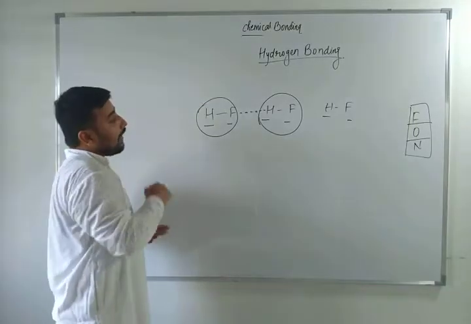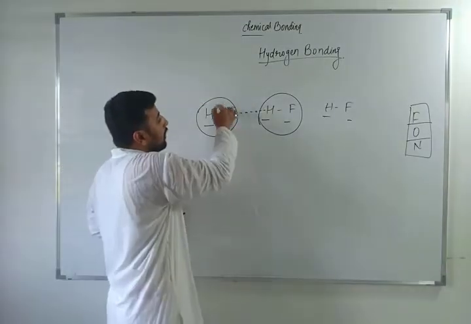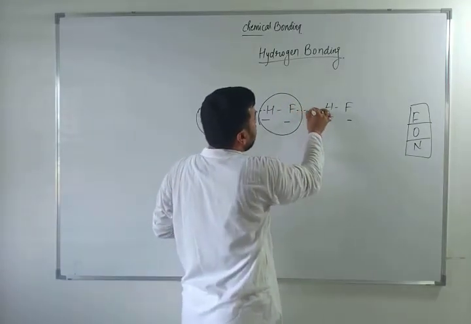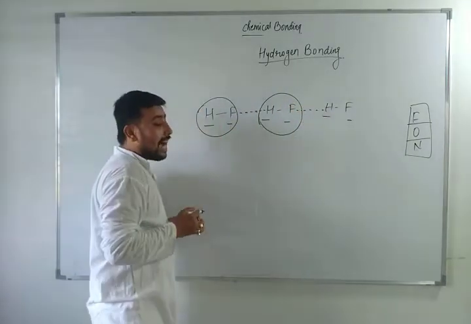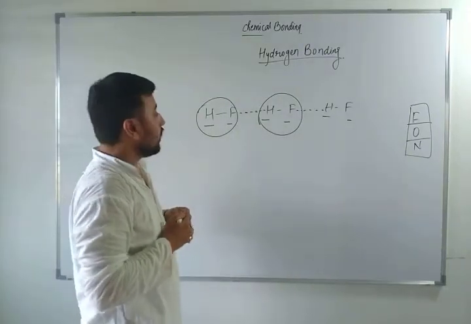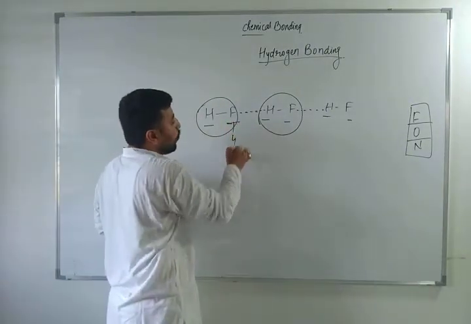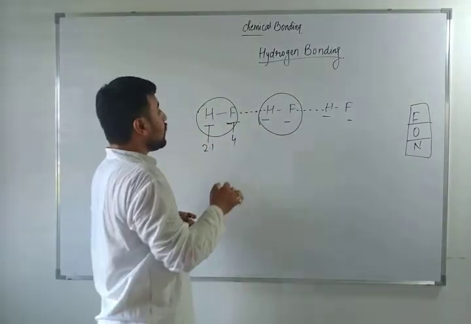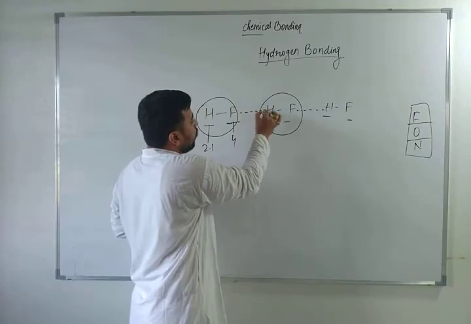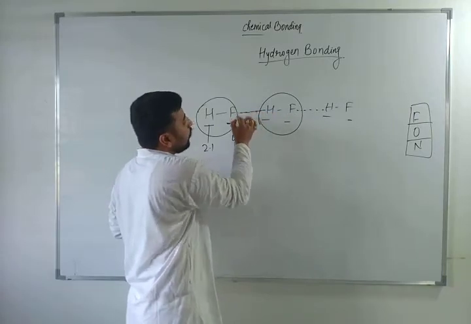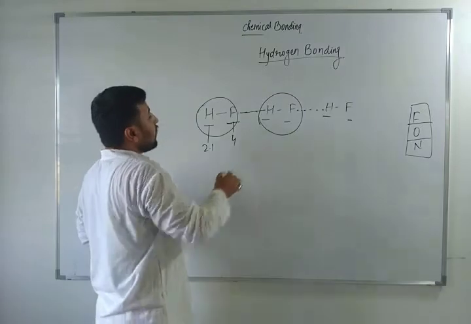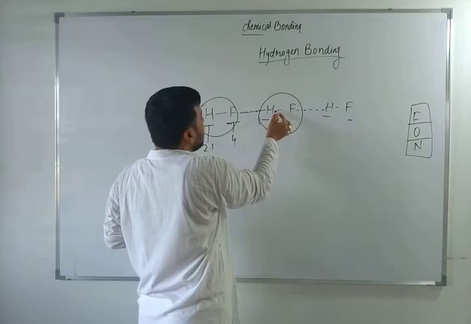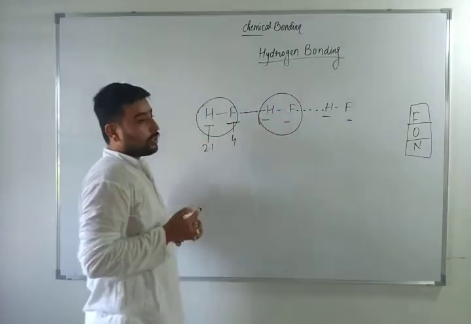Right? So here you can see the fluorine atomic size is very small, but fluorine has a highly electronegative value. Its electronegativity value is 4. And what is the electronegativity value of hydrogen? 2.1. So now this hydrogen atom comes towards this fluorine atom. Why does it come? Its atomic size is small and it is a highly electronegative element. So that's why this hydrogen atom is attracted towards it.